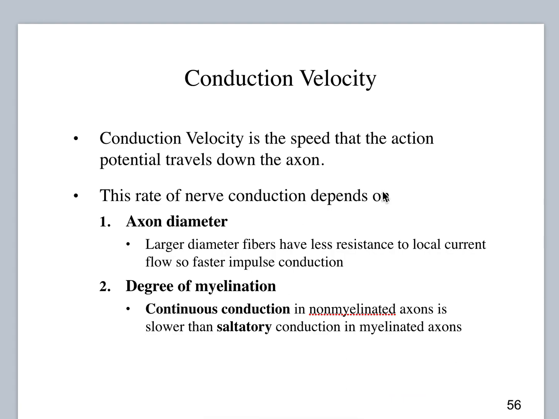There are two factors that affect the speed of action potential propagation down the axon. One of those is the axon diameter. The larger the diameter of the fiber is, the less resistant it is to local current, and therefore the faster the speed of conduction. And the other is the degree of myelination. The more myelinated a neuron is, the faster that nerve conducts electricity. So those two factors, axon diameter and degree of myelination, control the speed of conduction of nerve impulses down the axon.